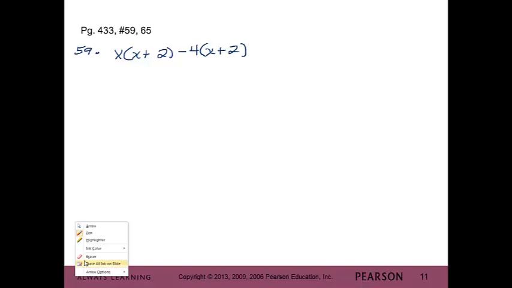This time our polynomial looks different. But notice that we have 2 terms here. Here's the first term, x times the x plus 2. And here's the second term, 4 times the x plus 2. What do we see repeating?